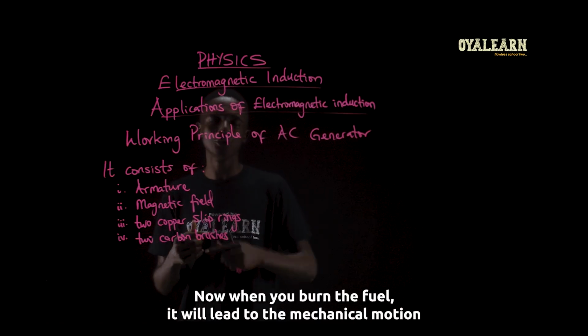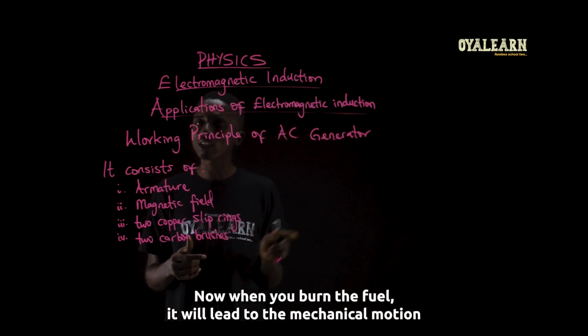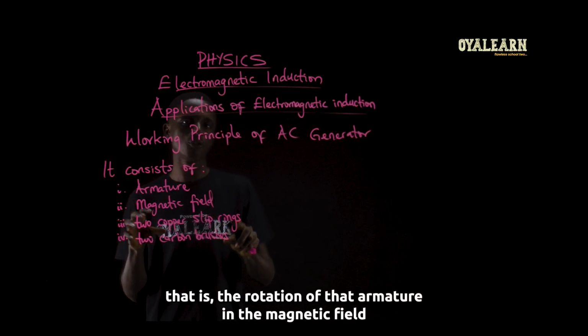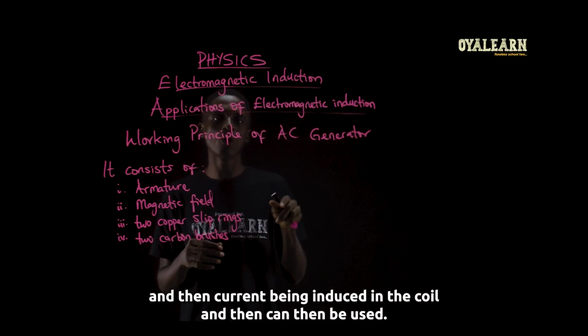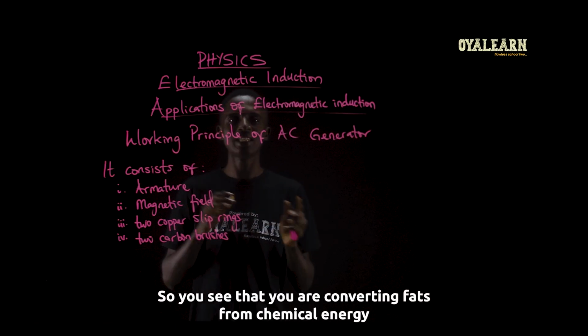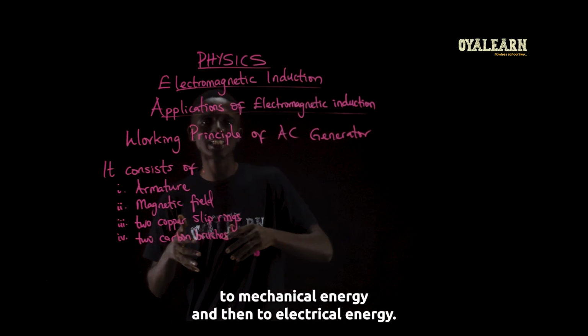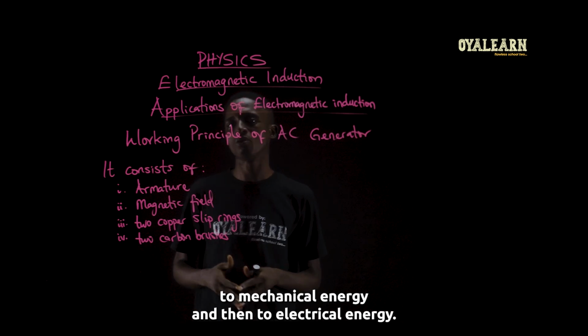Now, when you burn the fuel, it will lead to the mechanical motion, that is the rotation of that armature in the magnetic field, and then current being induced in the coil and then can then be used. So you see there, you are converting first from chemical energy to mechanical energy and then to electrical energy.